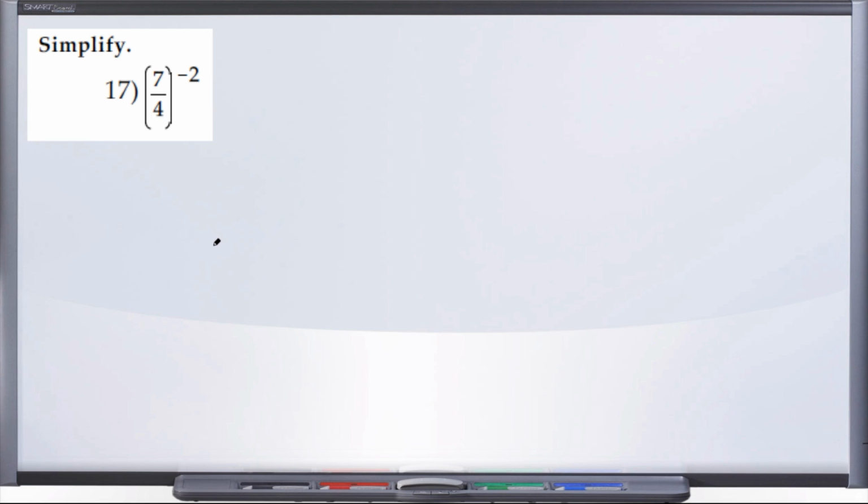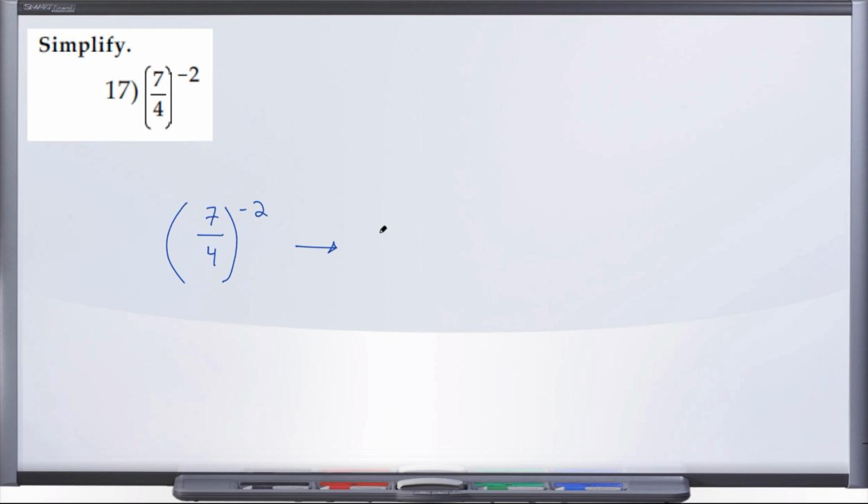Number 17, we are still simplifying, and they've given us the quantity 7 over 4, and we're raising that to the negative 2 power. And if you recall from earlier in the semester, we really don't want to work with negative exponents. We really can't have negative exponents. And so the first thing that we can do in order to change this negative 2 to a positive 2 is let's go ahead and flip the fraction.